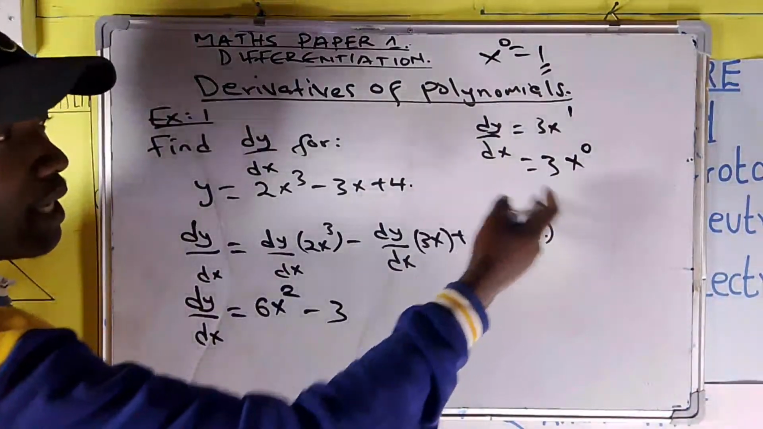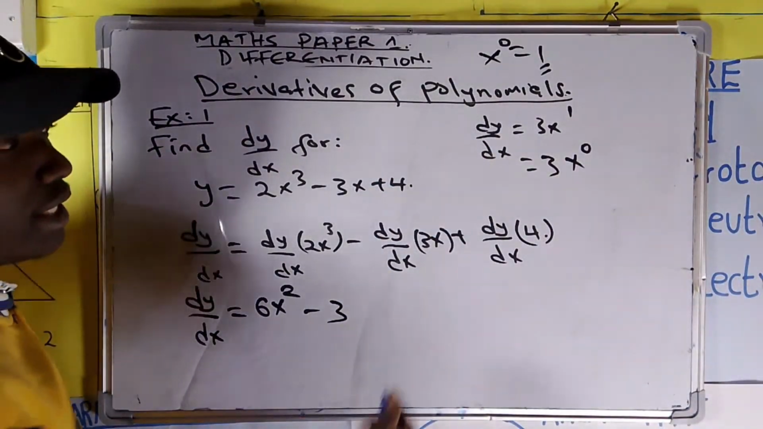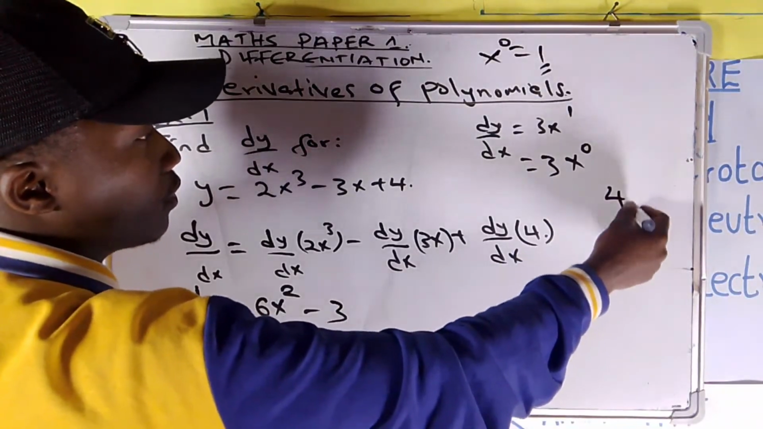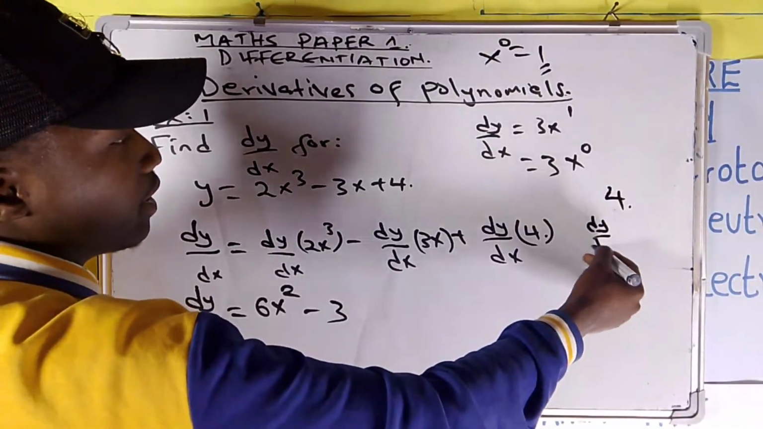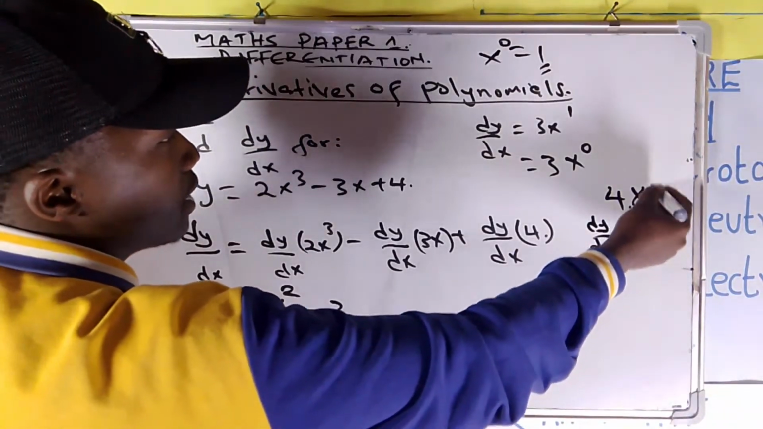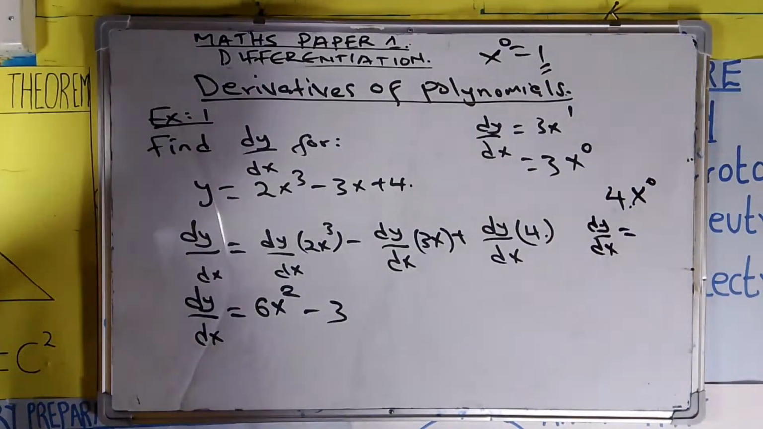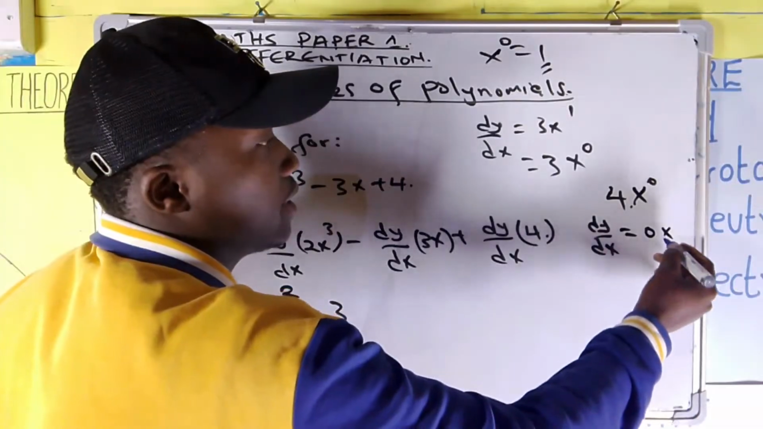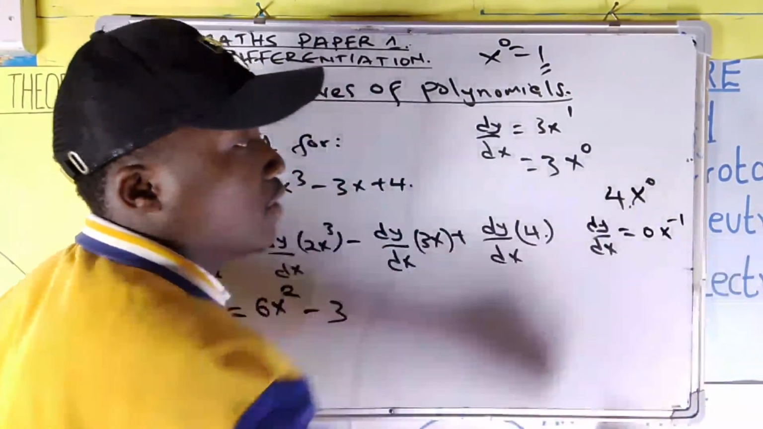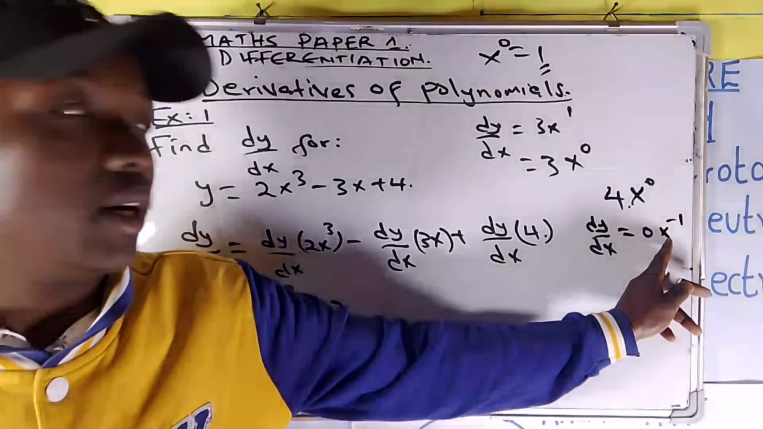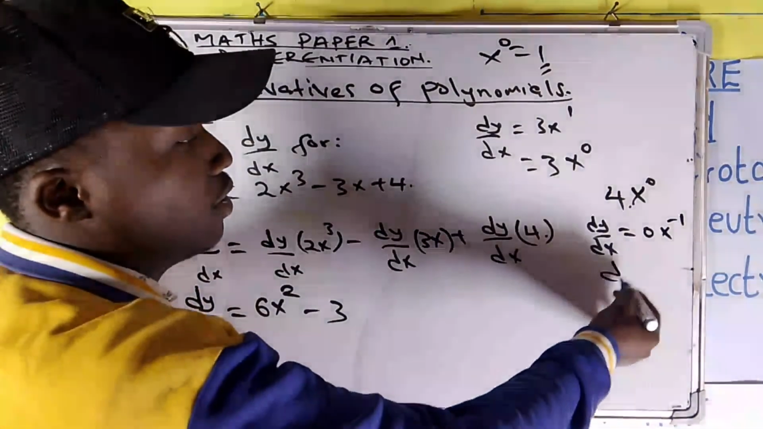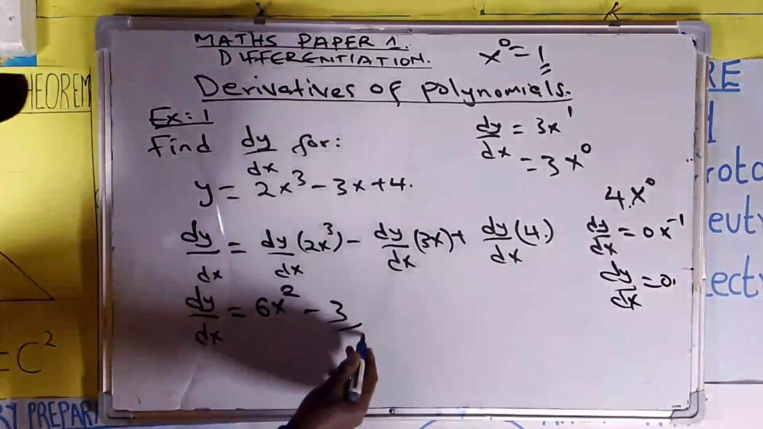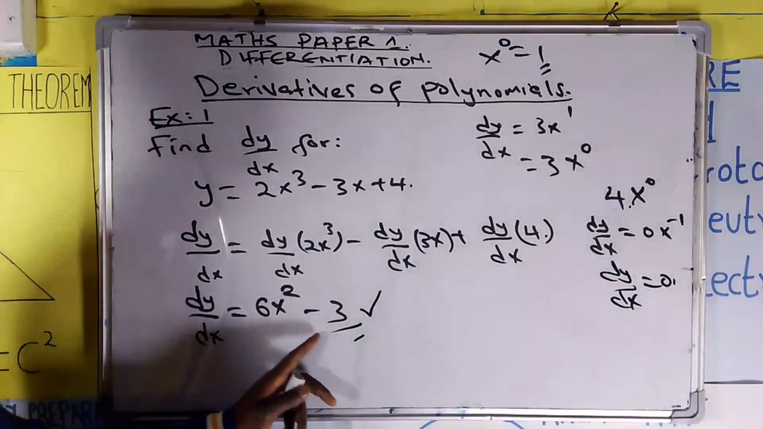Then the constant ends, that 4 ends. Why? Because if we have our function as 4 and we want dy over dx of 4, remember x is to power 0, there is nothing written. So what is 0 times 4? It is 0. Then x to power 0 minus 1 is negative 1, so any x to power negative 1 times 0 will become 0. So our dy over dx will be equal to 0. So we leave it there: dy over dx equals 6x squared minus 3.